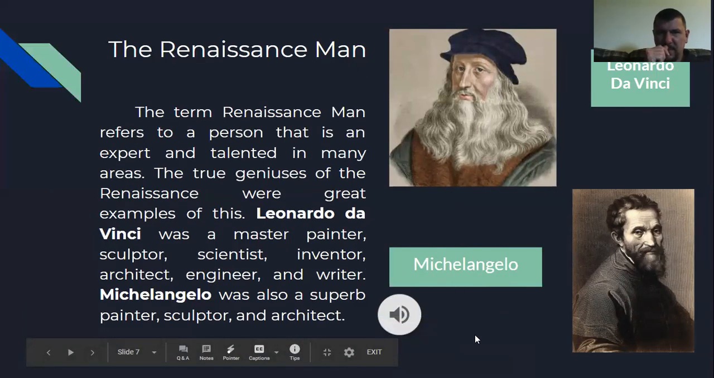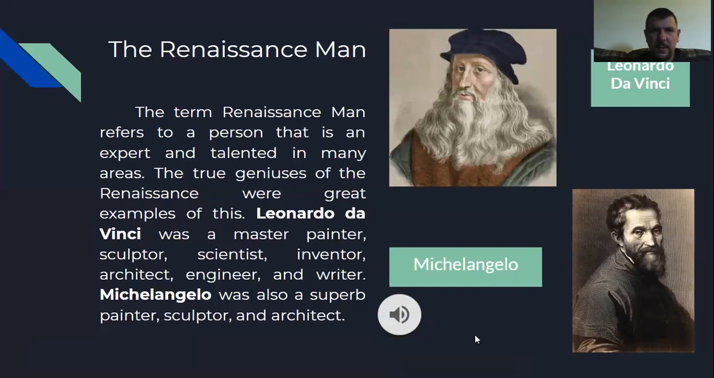The term Renaissance man refers to a person that is an expert and talented in many areas. The true geniuses of the Renaissance were great examples. Leonardo da Vinci was a master painter, sculptor, scientist, inventor, architect, engineer, and writer. Michelangelo was also a superb painter, sculptor, and architect.